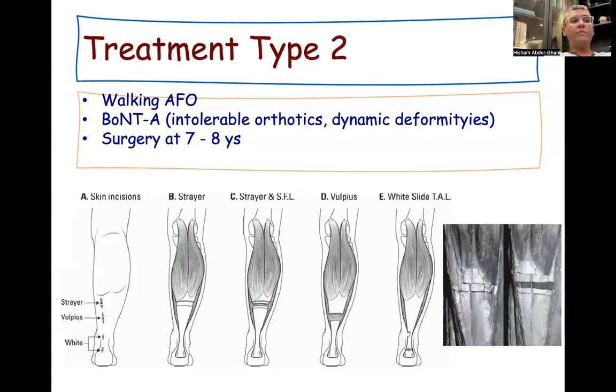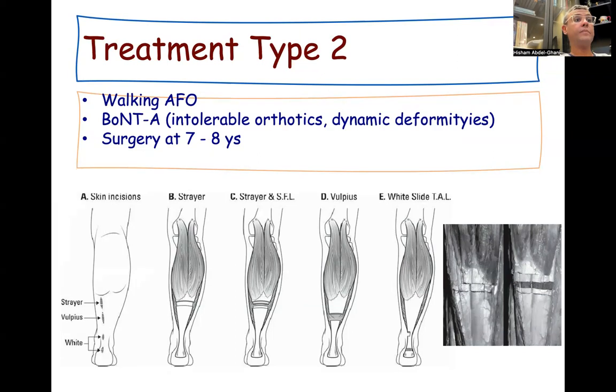The treatment of type 2, if the patient can use ankle-foot orthosis and can achieve plantigrade walking with ankle-foot orthosis, then we can use ankle-foot orthosis to improve gait. And we shouldn't use it for whole day walking. It should be used as a part-time walking exercises, because it will produce some weakness of the muscle, and it's not the aim.